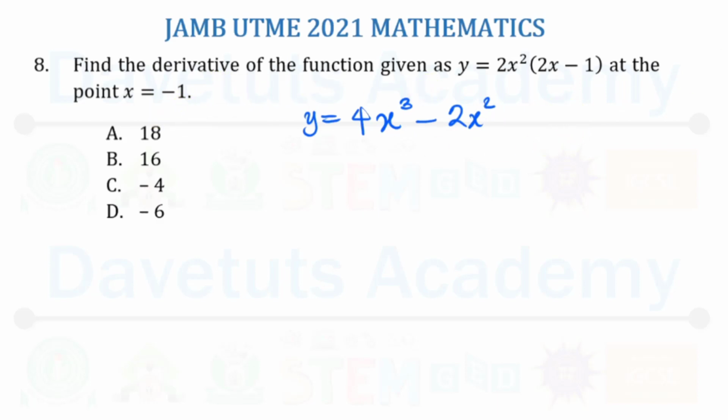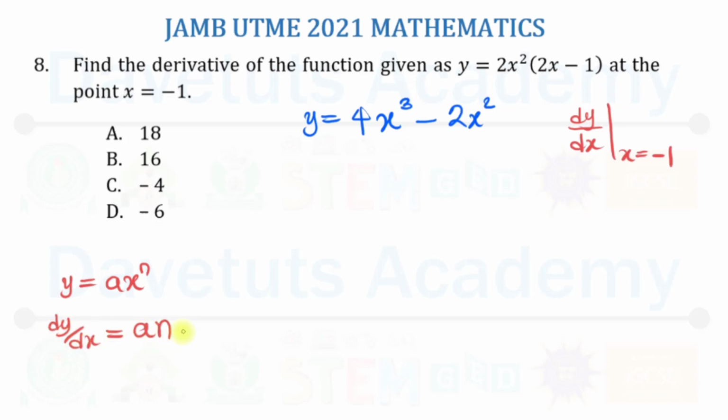So what we have to find is nothing but dy/dx at the point when x is minus 1. Like we generally express, if y is a multiplied by x raised to power n, dy/dx, which is the derivative, is going to be the product of the coefficient and the power multiplied by that variable, but we reduce the power by 1. So our understanding of this rule of differentiation can help us to solve this question.